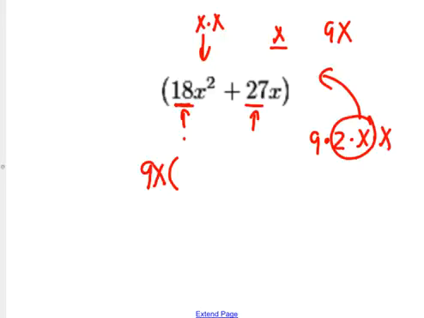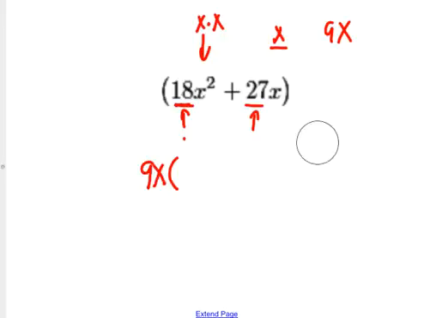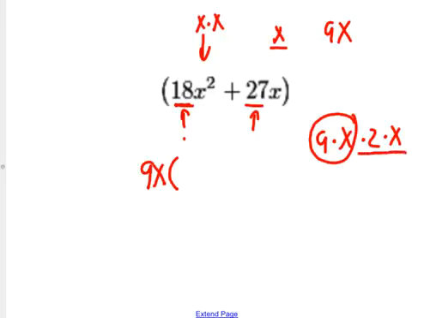sorry, I'm not taking that out. I apologize. If I'm, let me rewrite this in a different way. It's 9 times x times 2 times x. Okay, if I'm taking out this 9x, well, what does that leave me? Well, it leaves me with 2x. So that's 2x right here, plus.